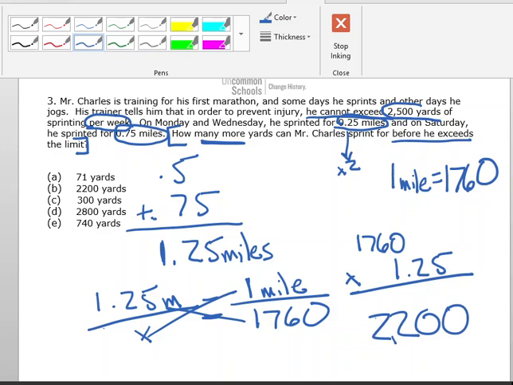He can't do more than 2,500 yards, so I'll do my little subtraction, 2,500 minus 2,200. How many more yards can he sprint before he exceeds the limit? He can sprint 300 yards before he exceeds the limit. Now, this is assuming that on Monday and Wednesday, we had to combine Monday and Wednesday. So that would have been the big trick in this problem that might have thrown you off.